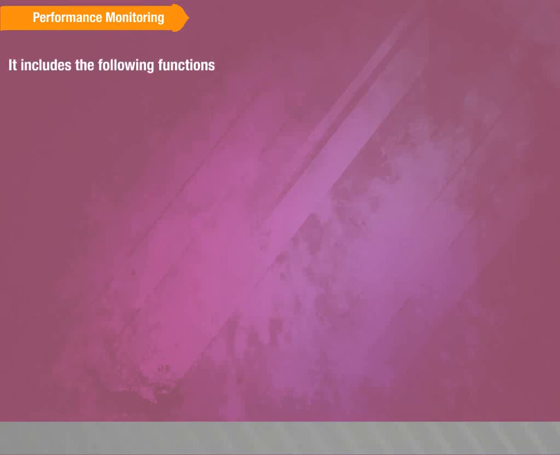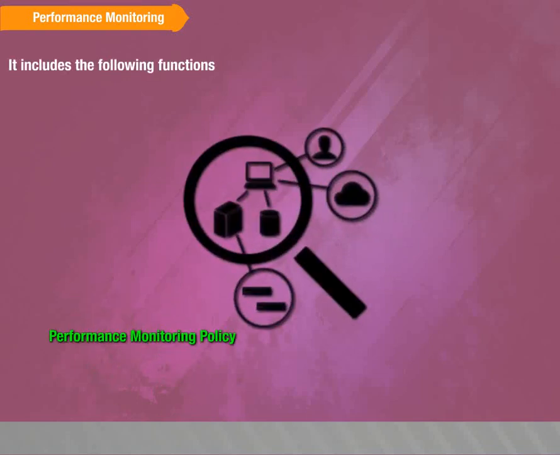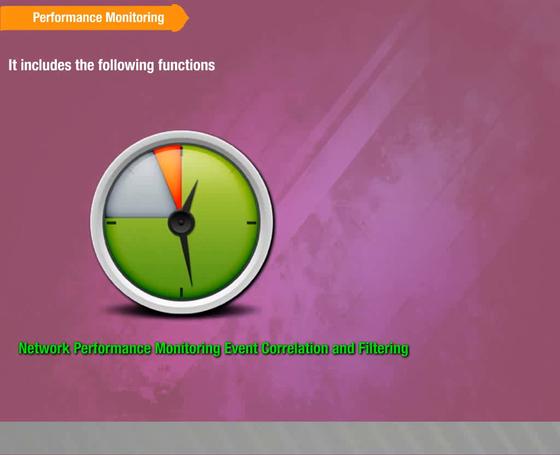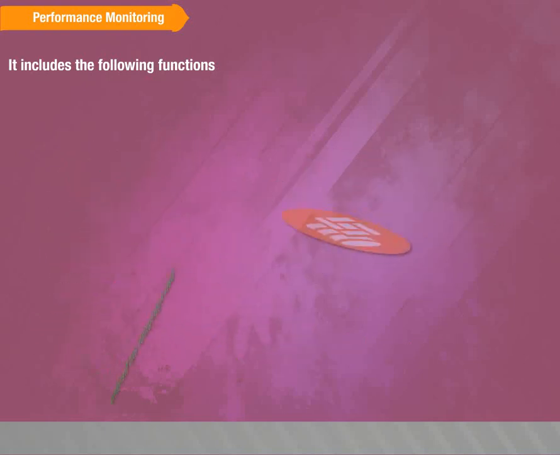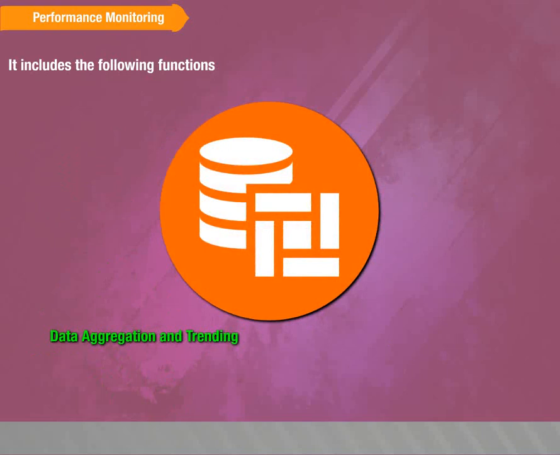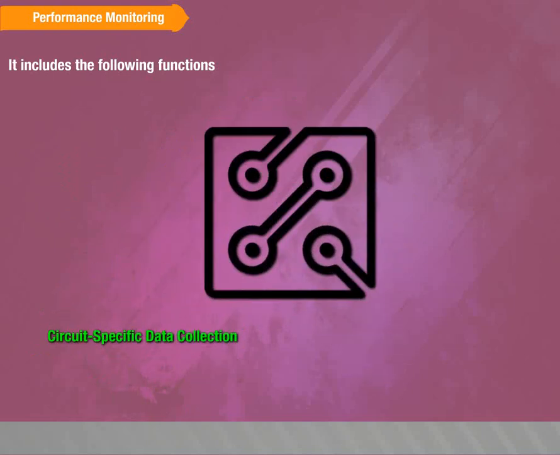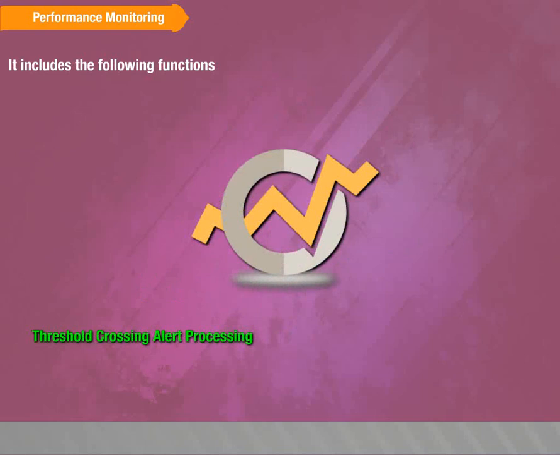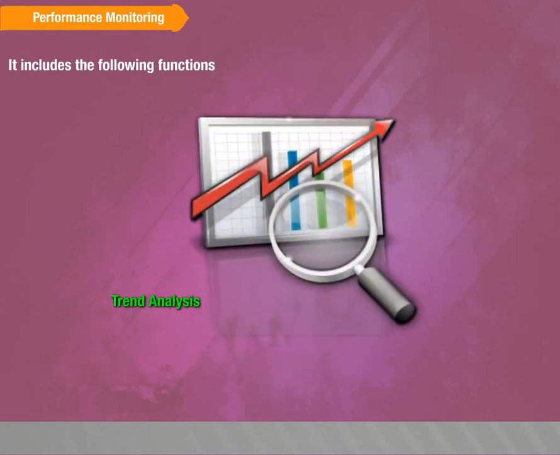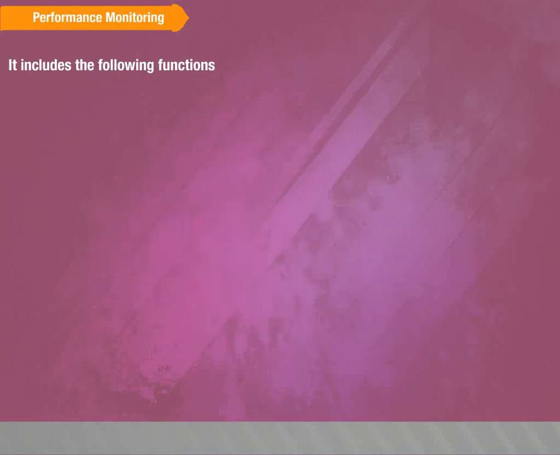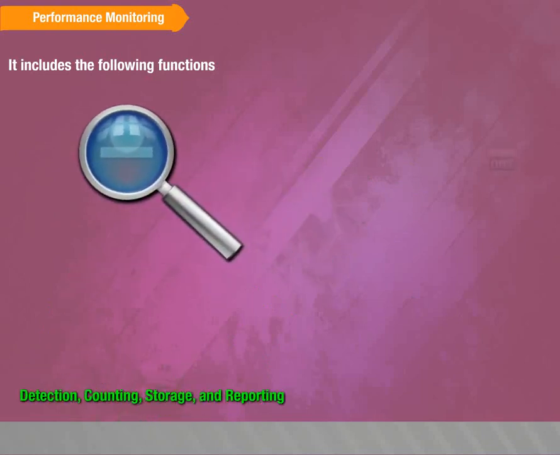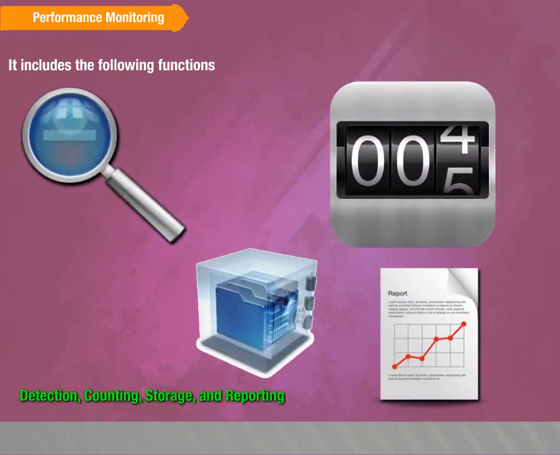It includes the following functions: performance monitoring policy, network performance monitoring, event correlation and filtering, data aggregation and trending, circuit-specific data collection, traffic status, threshold crossing alert processing, trend analysis, performance monitoring data accumulation, detection, counting, storage, and reporting.